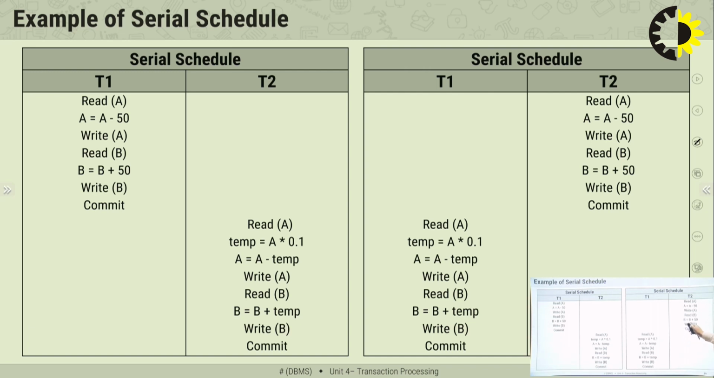These are the examples of the serial schedule we already studied. This is the serial schedule where T1 starts, and after it completes, T2 starts. In another schedule, first transaction T2 completes, thereafter transaction T1 completes. So these are examples of serial schedules. Only one transaction is executed at a particular moment of time here.